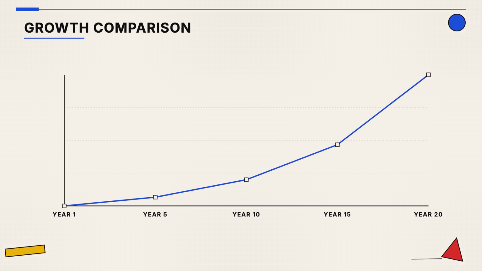Notice how the exponential curve becomes a straight line on a logarithmic scale. This makes identifying consistent trends much easier.